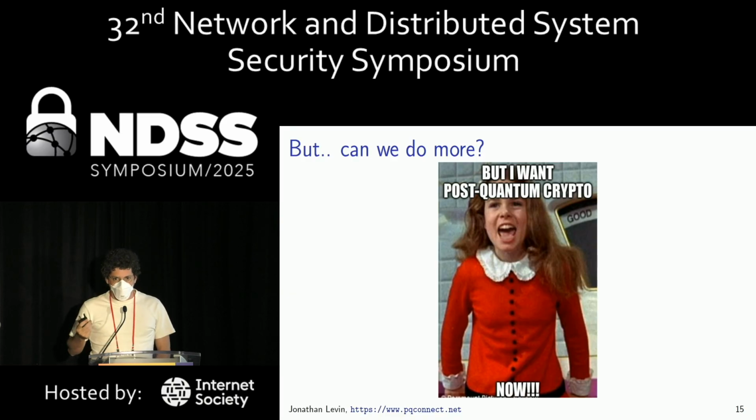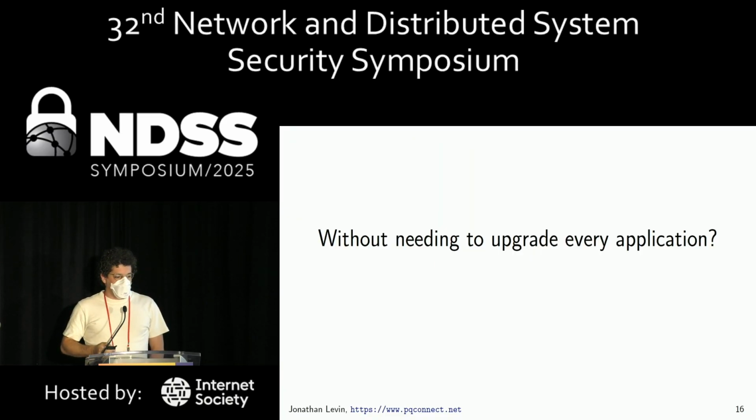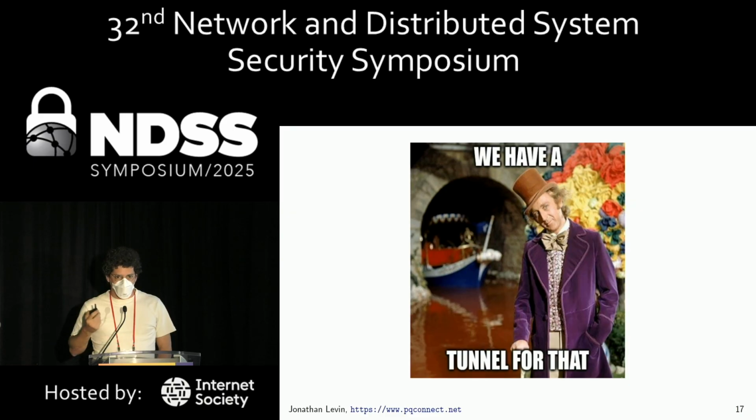So you might be asking, if you care about post-quantum cryptography, can we do more to get post-quantum cryptography on the internet sooner? Can we also do it without needing to update all of our applications and libraries? Well, this project is about using network tunneling to address this question.